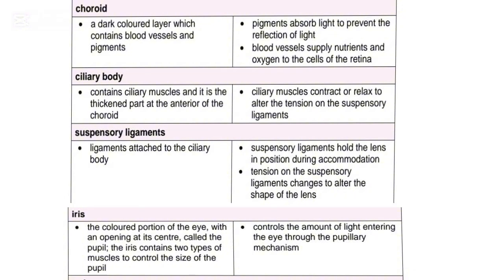Iris. This is the colored portion of the eye with an opening at its center called the pupil. The iris contains two types of muscles to control the size of the pupil. The function of the iris is to control the amount of light entering the eye through the pupillary mechanism.